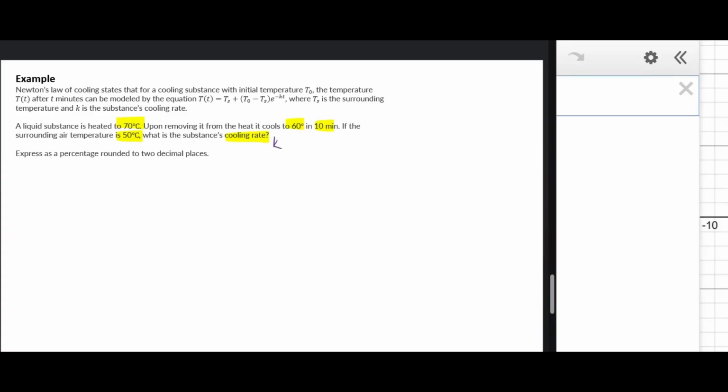Okay, so let's identify the variables in this equation. T of t means the temperature after a certain amount of time, right? And what is the time frame we're looking at? It says 10 minutes. So T of 10 minutes, well, it tells us that it cools to 60 degrees, because that's going to be the temperature after 10 minutes. Ts is the temperature of the surroundings, so the temperature of the room. It tells us that is 50 degrees Celsius. And then T naught, which is the starting value, that's the initial value of the substance. So in this case, the substance starts off at 70 degrees. And then we have lowercase t, representing the time, which it tells us is 10 minutes.